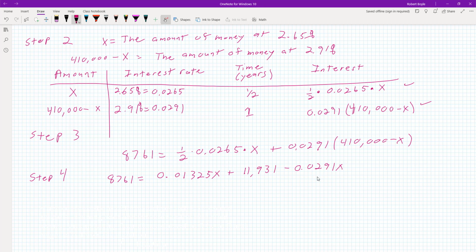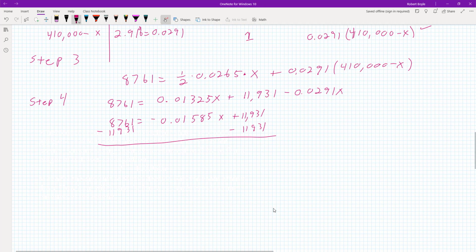Now we can still do some simplifying because we have a like term here and a like term there. So that will give us 8761 is equal to, combining these two, negative 0.01585x plus 11,931. And then finally, we can use the additive property to move the 11,931 over here by subtracting that from both sides of the equation.